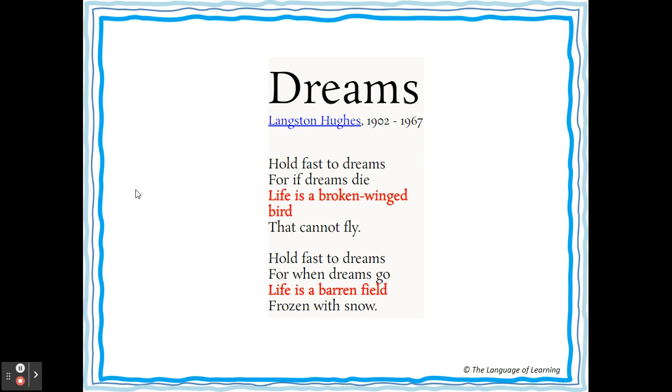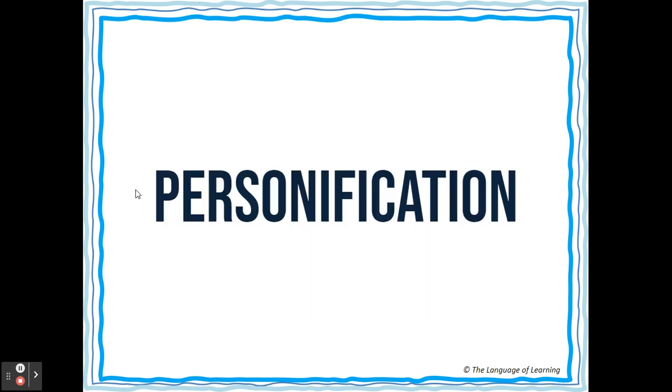And if you notice, it says life is a broken winged bird. It doesn't say life is like a broken winged bird. If it did, then that would be an example of a simile. But because it just says life is a broken winged bird, it is a metaphor.